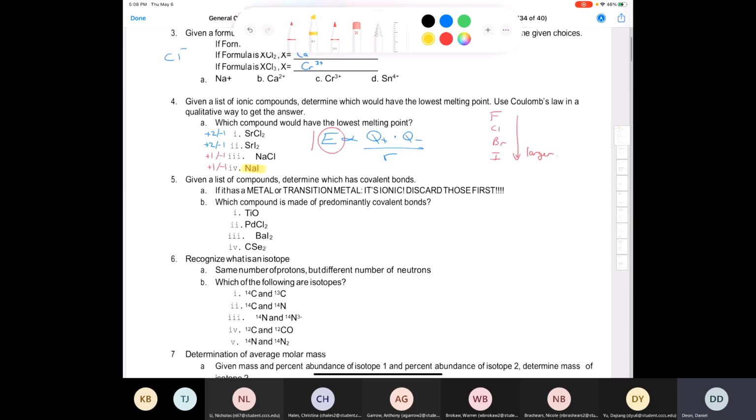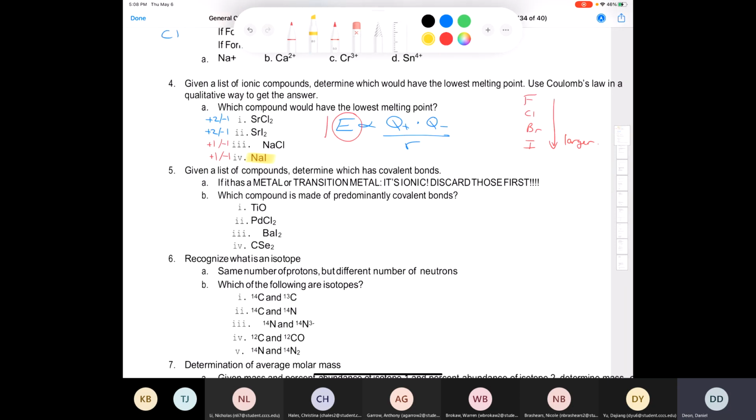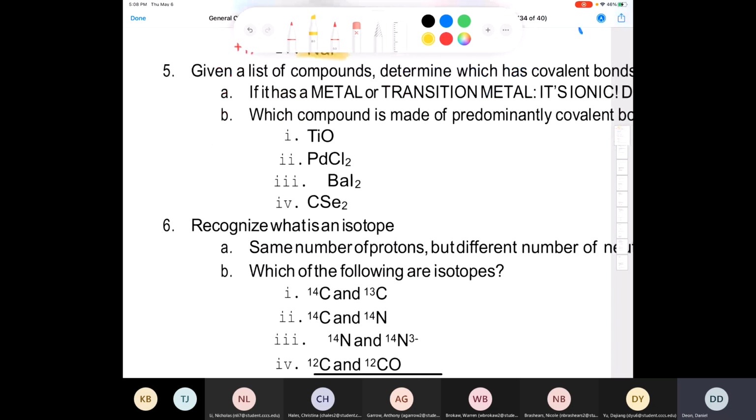Question number 5, if you're given a list of compounds, determine which one has covalent bonds. If it has a metal or a transition metal, it's ionic, so discard that. If we look at these compounds here, we have titanium 2 oxide, then we have lead 2 chloride, we have barium iodide, then we have carbon diselenide. Now I know we didn't look at a lot of diselenides here, but could anybody tell me which one of these possesses only nonmetals? Would it be 1, 2, 3, or 4? It's not a trick question.